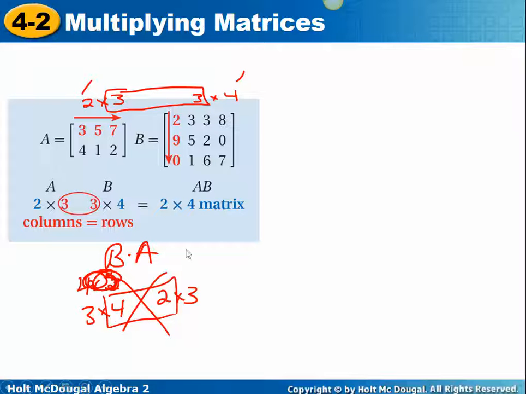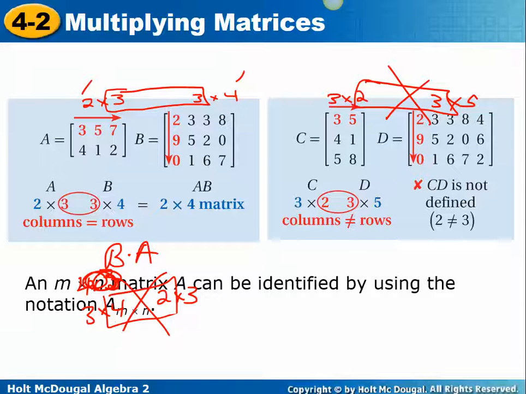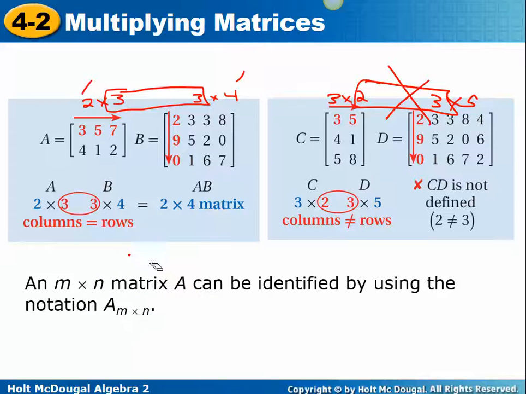Multiplication in matrices is not commutative. In this example, C is a 3 by 2, and D is a 3 by 1, 2, 3, 4, 5. These two numbers do not match. Therefore, you could not multiply these two matrices. Not in this order anyway. You could check and see if you can multiply them in the other order. DC might be defined, but CD is not defined. So always check that. Check that before doing any work.